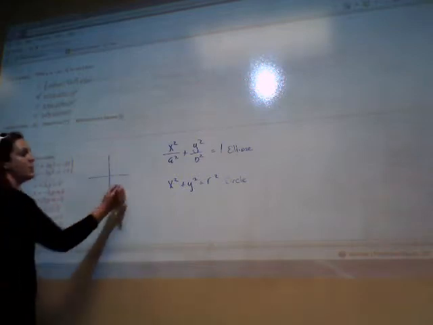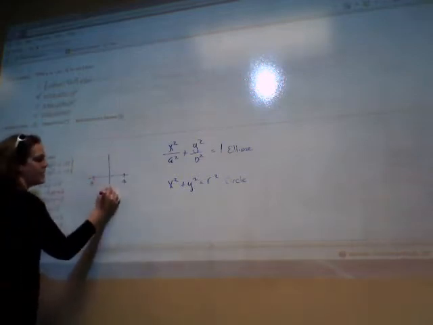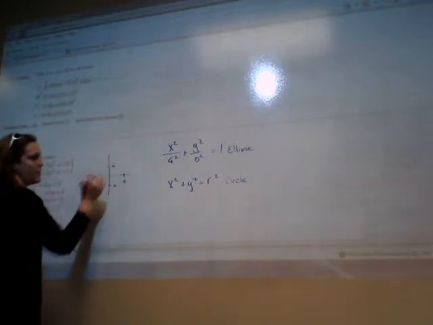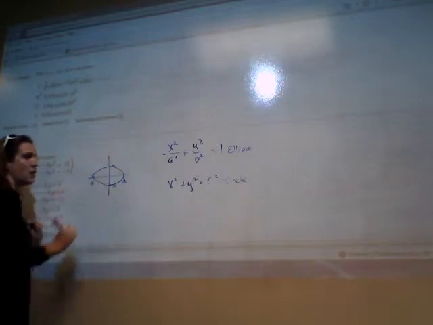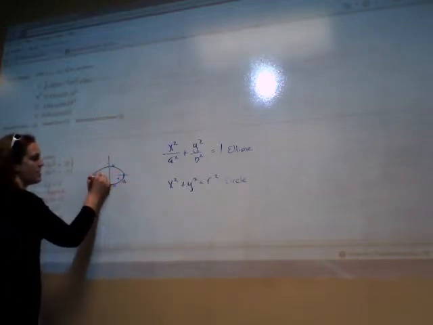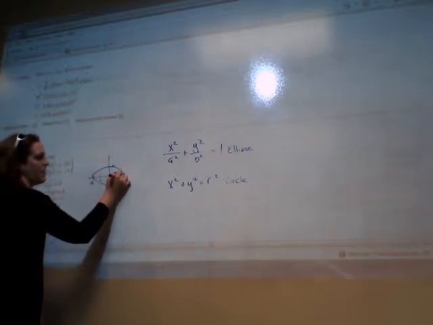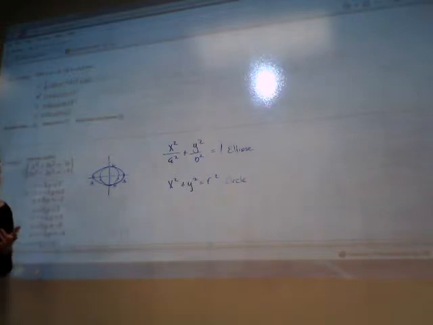So with an ellipse, what's going to happen is this is going to be A, and this is going to be B. We'll just call this B. And an ellipse is going to look like this. With a circle, the A and B would be exactly the same, so let's now call this A, and let's say it's the same, and then it looks like a circle. That's the only difference.